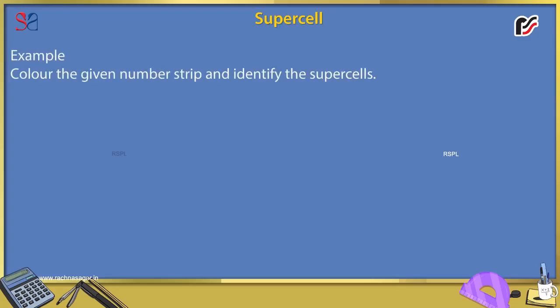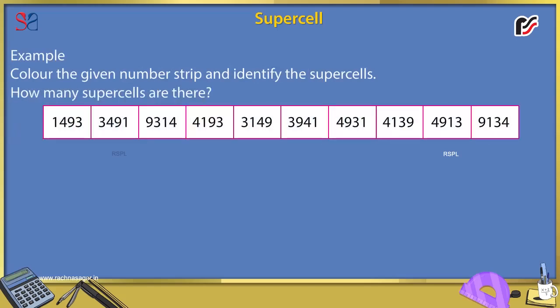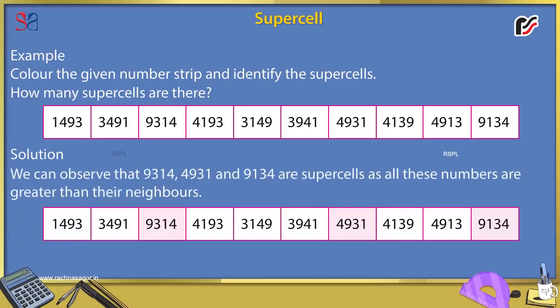Example: color the given number strip and identify the supercells. How many supercells are there? Solution: we can observe that 9314, 4931 and 9134 are supercells, as all these numbers are greater than their neighbors.